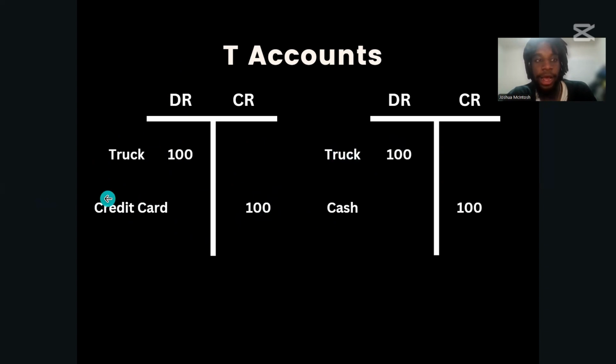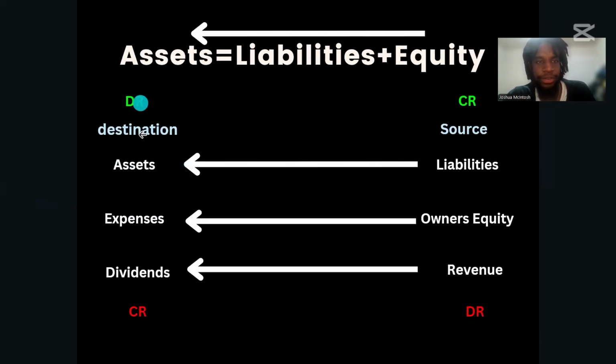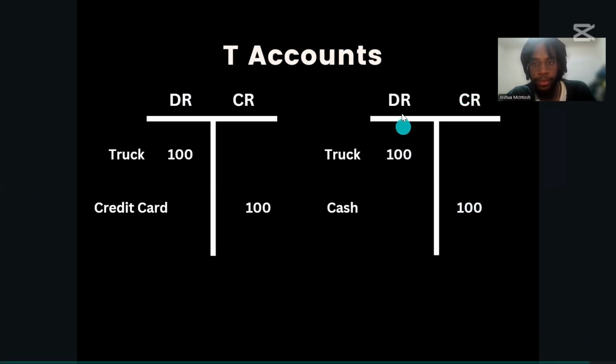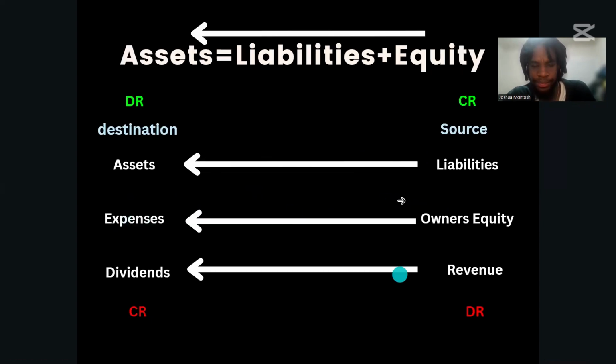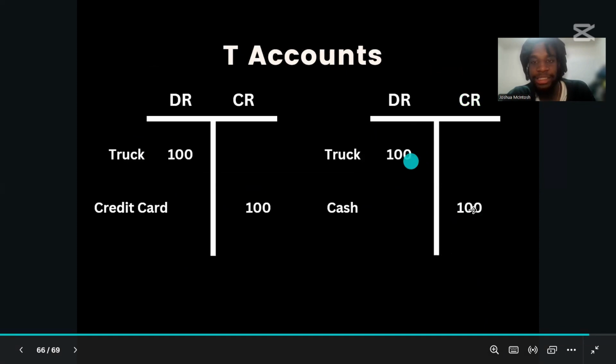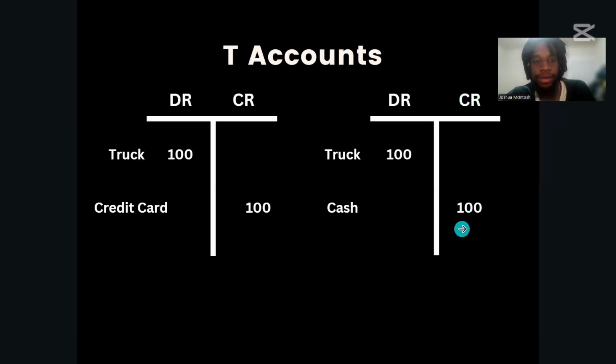Let's say I went ahead and bought that same truck, but instead of using a credit card, I use cash. The truck is still an asset, so it's going to increase while debited and decrease while credited. So this is going to stay the same. But if I purchase it with my own money instead of a credit card, my cash is actually going to decrease, which would be credited. Because cash is an asset and it decreases while credited, my cash is actually going to decrease while credited in real life.